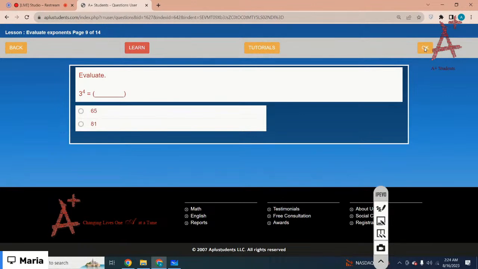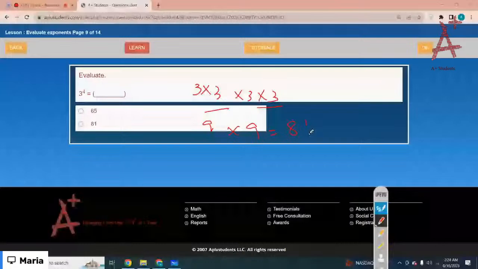3 exponent 4 means you have to multiply 3 four times, right? Let's just evaluate in pairs. 3 times 3 is 9. 3 times 3 is 9. And we know that 9 times 9 is 81. Yes, the correct option is 81.